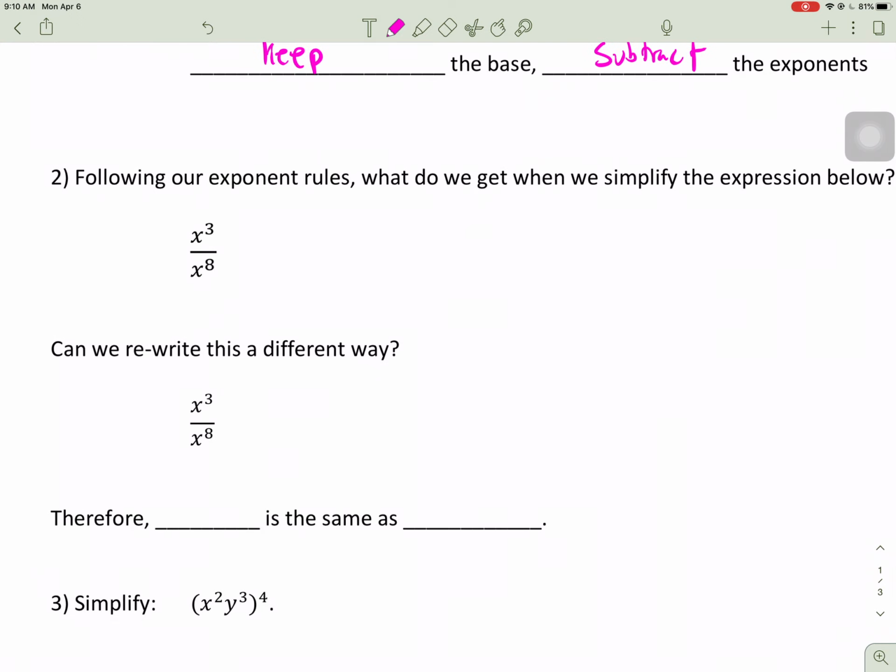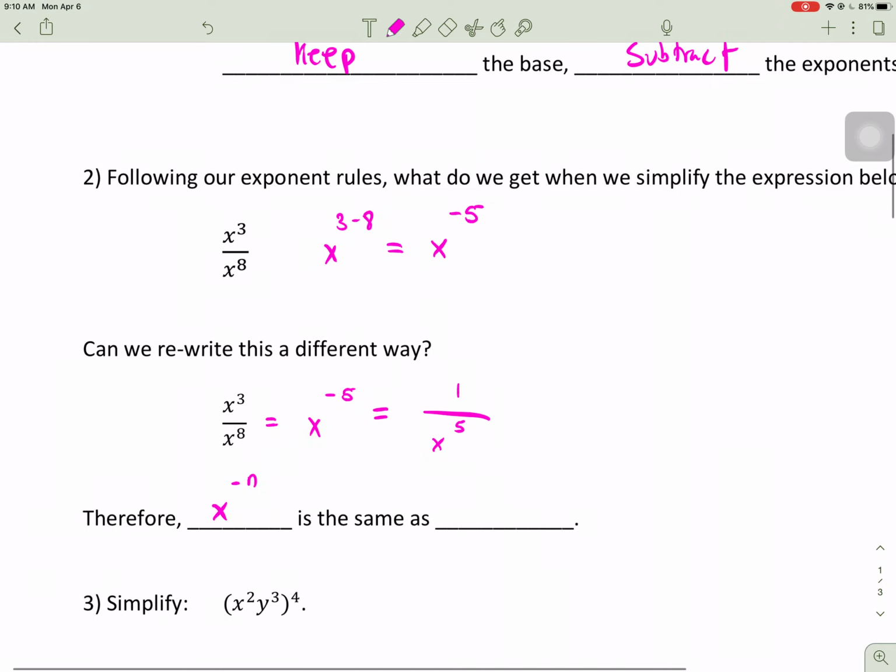Okay, so using that, what do we get here? Well, if we do x cubed over x to the eighth, subtract, and we get x to the negative fifth, right? Which is fine. That's not incorrect. But how can we rewrite this a different way? And this is something that's going to help you a lot. x to the negative fifth is the same as 1 over x to the positive fifth. These are equivalent. Okay? So we say x to the negative n equals 1 over x to the positive n.